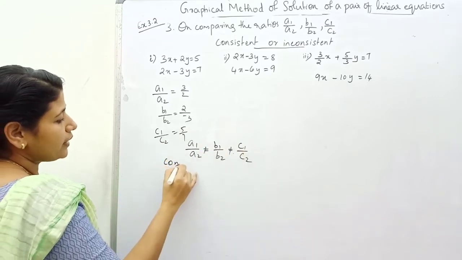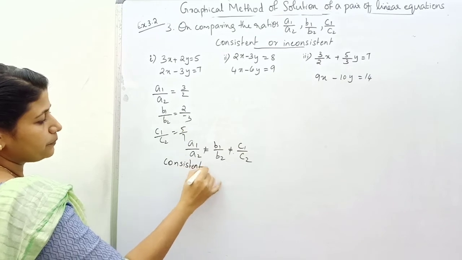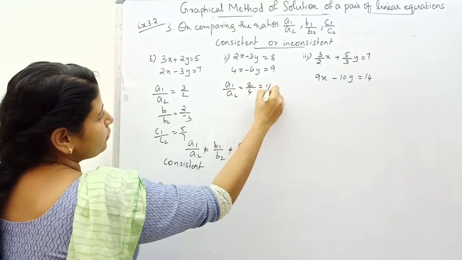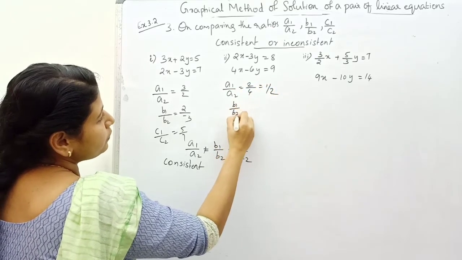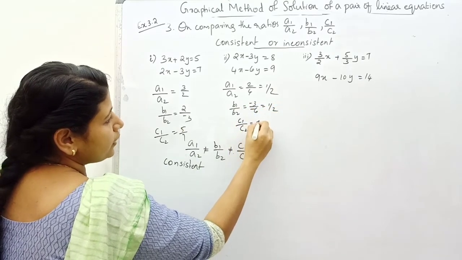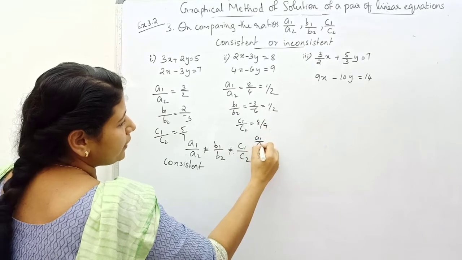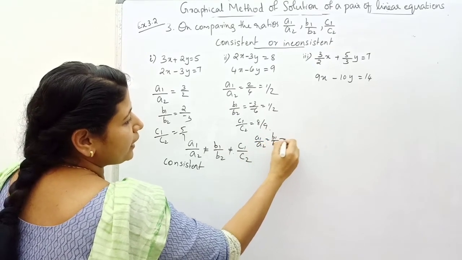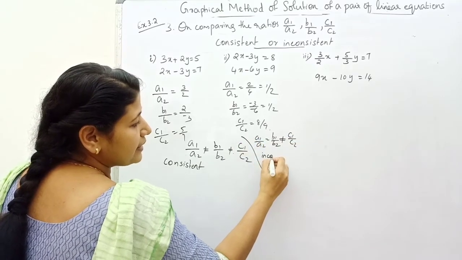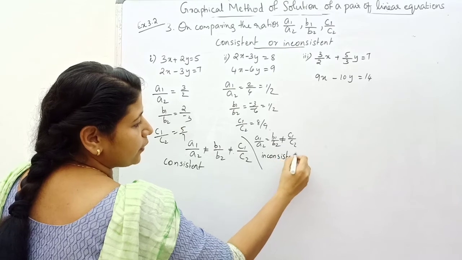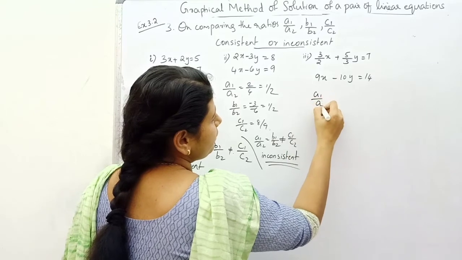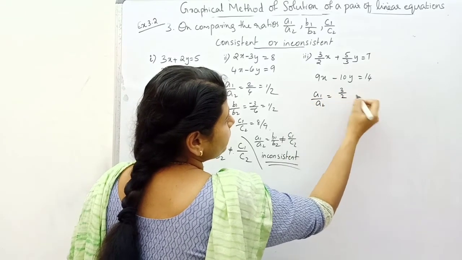So they are consistent, and you will get a unique solution. Second one, a1 by a2 equal to 2 by 4, which is 1 by 2. b1 by b2, which is negative 3 by negative 6, which is also 1 by 2. What about c1 by c2? 8 by 9. So a1 by a2 equal to b1 by b2 but not equal to c1 by c2. So this is parallel, inconsistent.